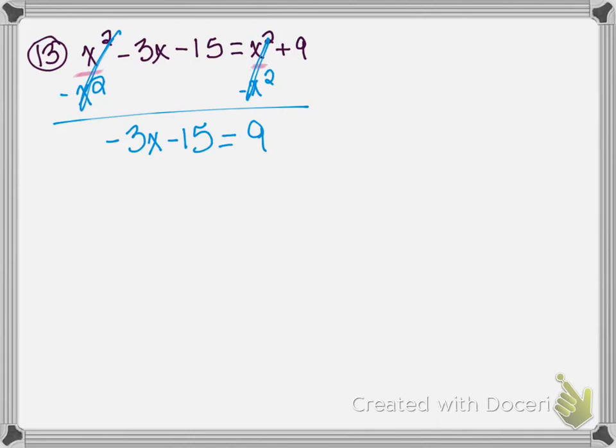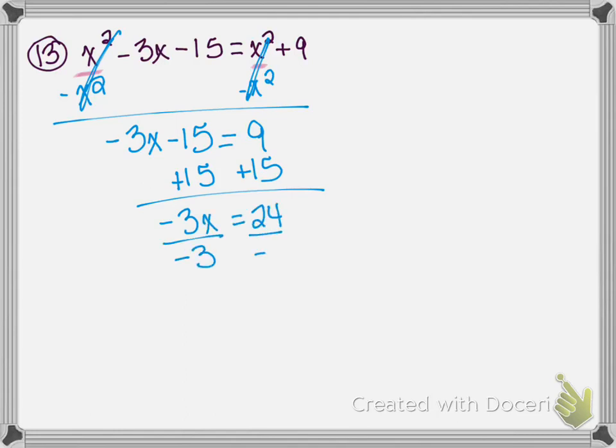At this point, it is no longer a quadratic. I don't have anything raised to the second power, so I don't need to set it equal to 0 anymore. What I need to do now is solve for x. I have a linear equation, so I'm going to solve for x. I'm adding 15 to both sides. I get negative 3x equals 24. And when I divide by negative 3, I'm left with x equals negative 8. And that is the solution to this: x is equal to negative 8. Okay?